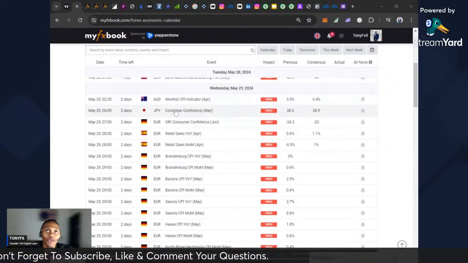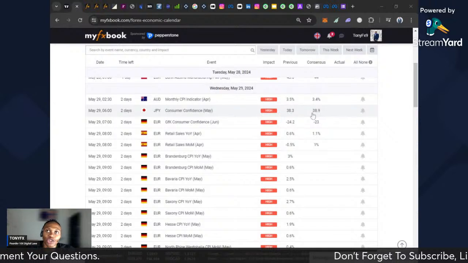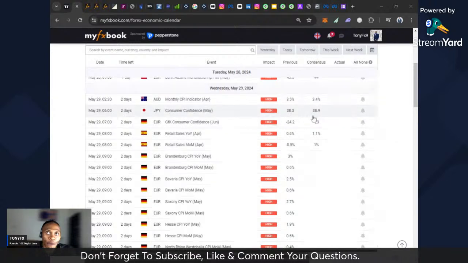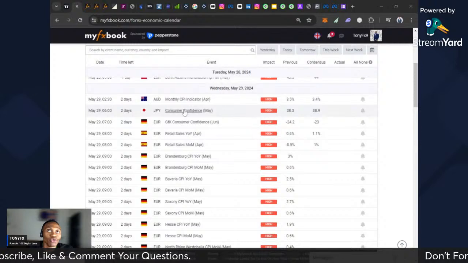Consumer confidence in Japan is going to affect yen. If we see consumer confidence higher than 38.9, then Japanese yen will be strong on Wednesday by 6 a.m. But if we see consumer confidence lower than 38.9, then Japanese yen will be weak.